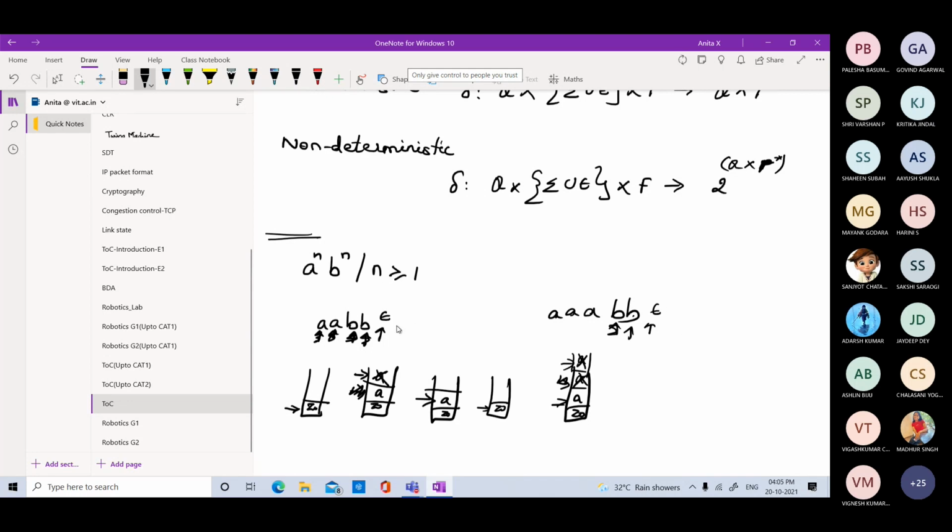Similarly, if the number of B's is more, I'll have a single B here and I will encounter Z naught here. So by encountering an epsilon and a Z naught, we can say that the number of A's and the number of B's are of equal count. For this only, we are going to design the pushdown automata. Are you clear with this example?